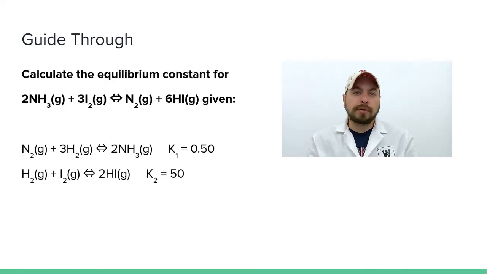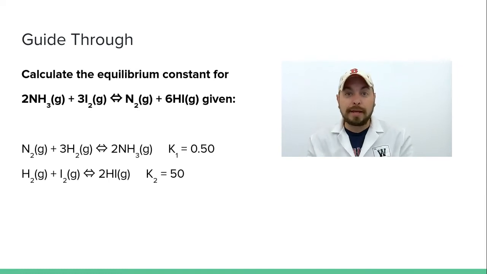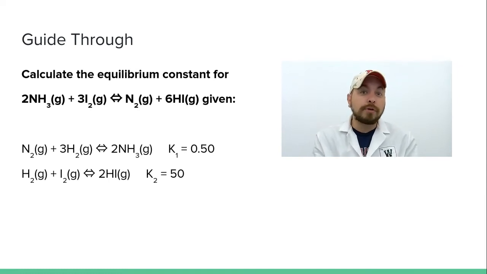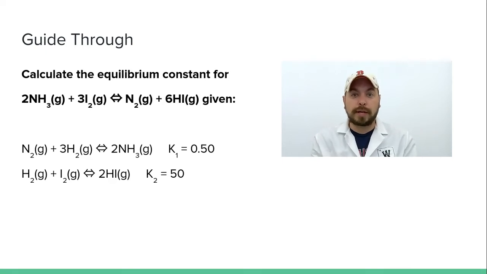Here I have a target reaction, and I need to find the K value of that target. In order to do so, I'm given 2 elementary steps and the K values of each of those 2 elementary steps. So what I'm going to do in summary is first manipulate these elementary steps in order to match the stoichiometry of the target, and then use the K values of those manipulated elementary steps to find the K value of the overall reaction. Let's go ahead and do this.